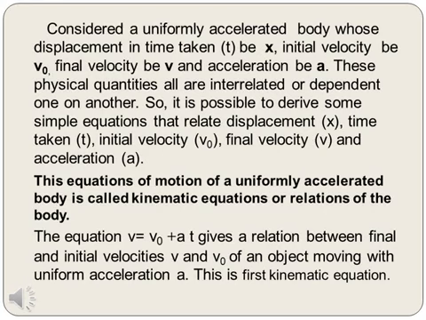The equation v is equal to v0 plus at gives a relation between the final and initial velocities v and v0 of an object moving with uniform acceleration a. This is called the first kinematic equation of motion of a uniformly accelerated body.